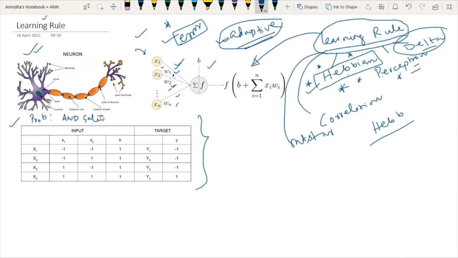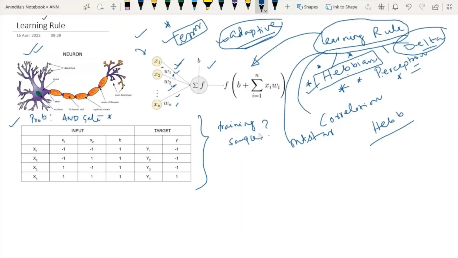Now the first point. Whenever a problem is given to you and you are asked to apply the learning rule, what do we have to identify? First thing, you have to identify how many training samples we should consider. So what is the number of training samples? First you have to identify this thing.